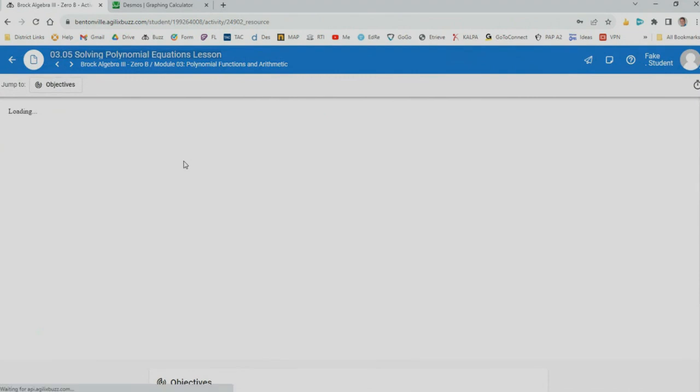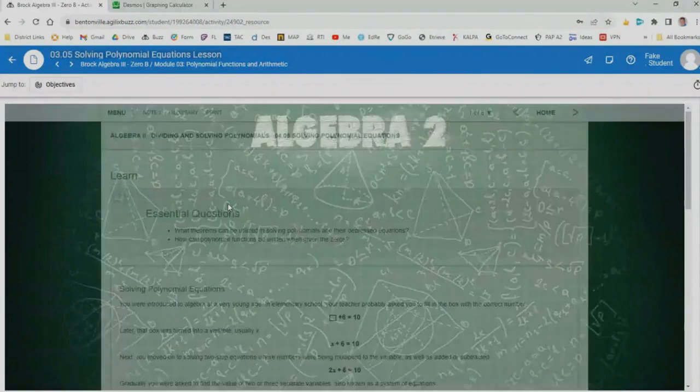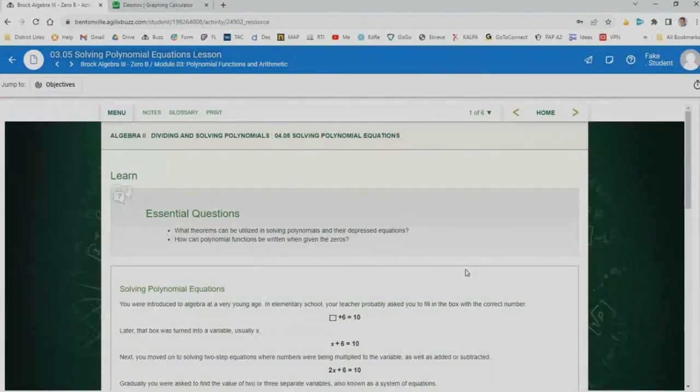Okay, solving polynomial equations lesson. This just puts together everything that we've done in the last ones for the most part. I think we add one piece. We're going to add one piece here that we didn't look at in there.